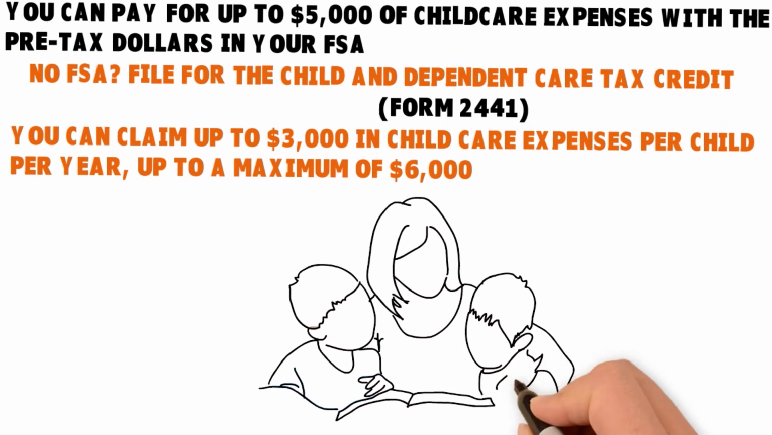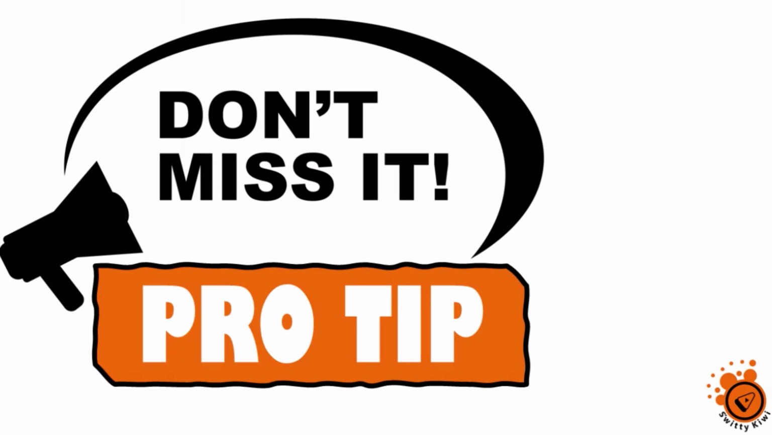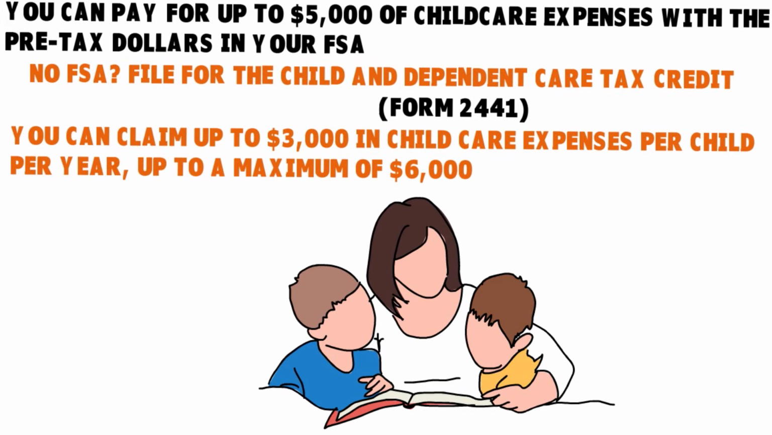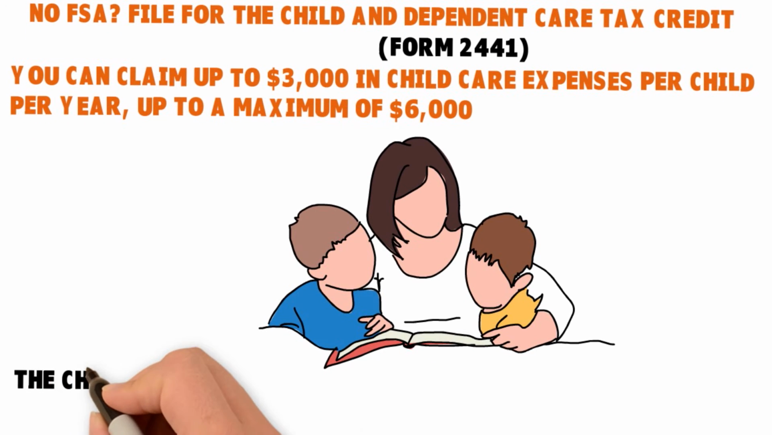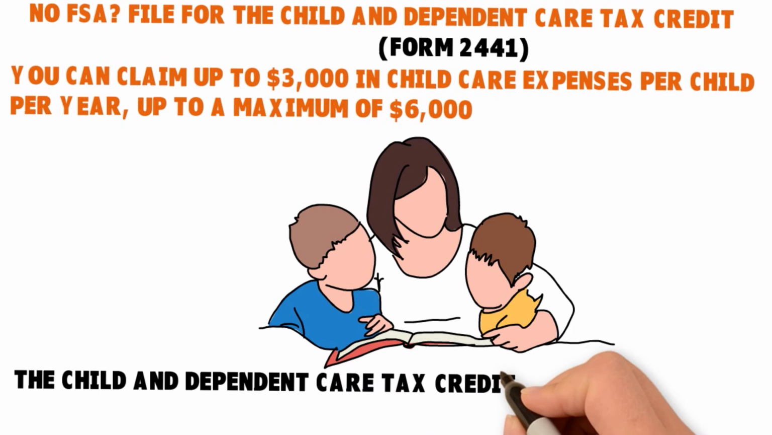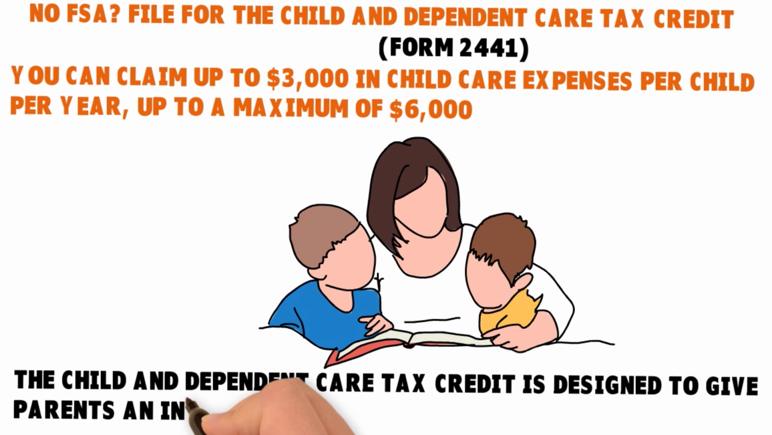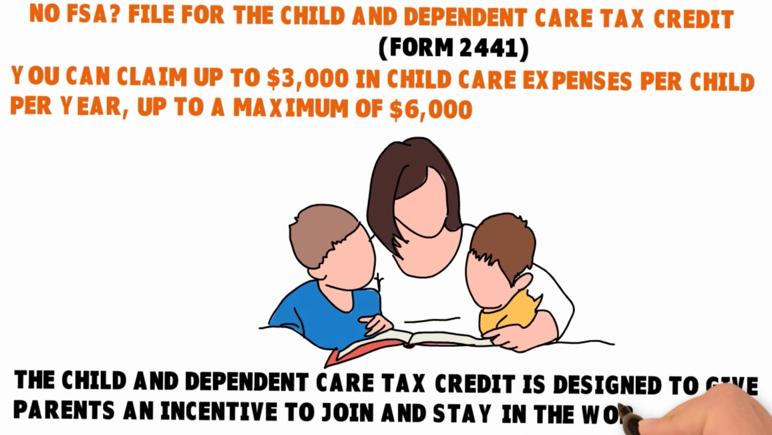So the money you claim must have been used to pay someone other than your spouse to care for your child or children so that you or your spouse could work. That's because, according to law, the Child and Dependent Care Tax Credit is designed to give parents an incentive to join and stay in the workforce. All right? So that's for the nanny tax.